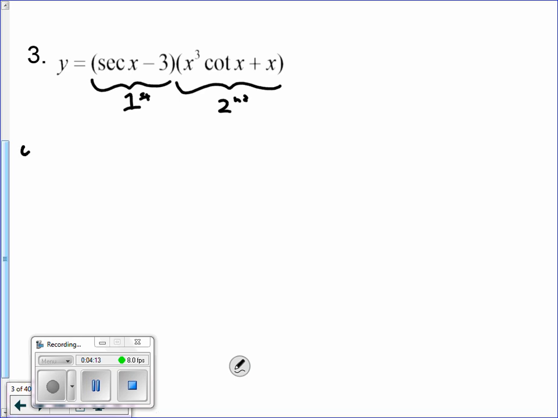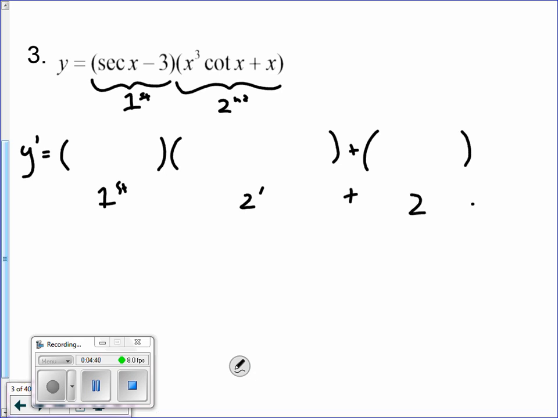So when we get the derivative using the product rule, we do first. I'm just going to leave parentheses for now. So I'm just going to put the first, so we'll have room to put the first here. Then I'm going to have to take the derivative of the second. Sorry, 2 prime. Plus the second. And then here I'll need the derivative of the first. Give myself a little bit of room. Let's hope I can fit it in. Okay. So first, that's fine. We just copy down secant x minus 3.